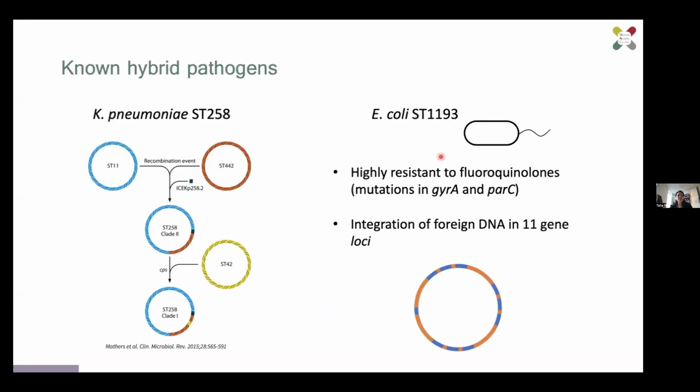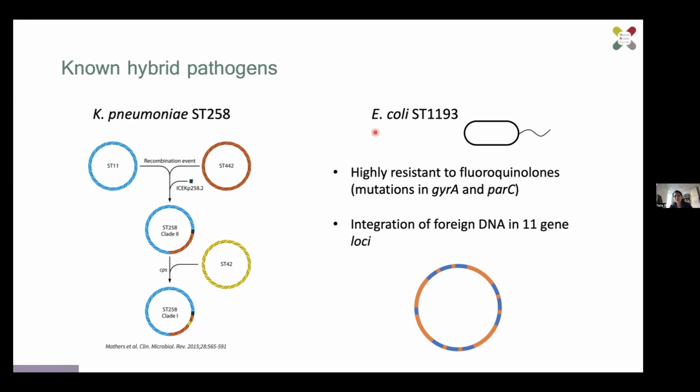And we became interested in hybrids because these two pathogens were found. One is a Klebsiella pneumoniae, and this strain underwent a recombination event between ST11 and ST442, and it created a hybrid. Then this hybrid acquired more foreign chromosome from ST42. Here they also show that it acquired another mobile genetic element.